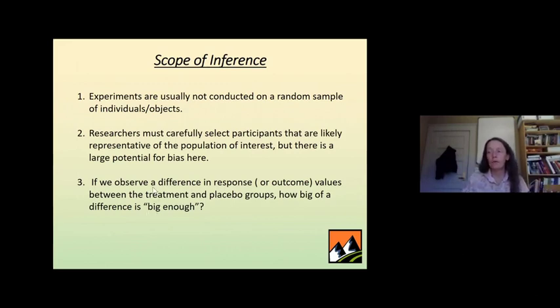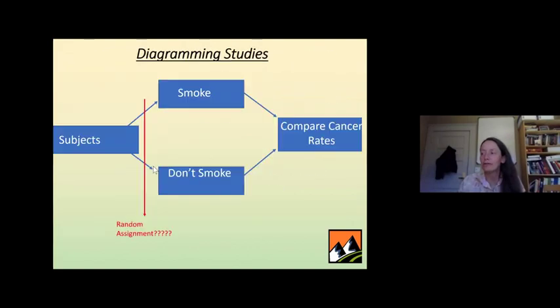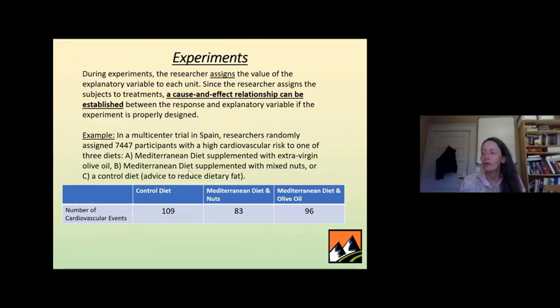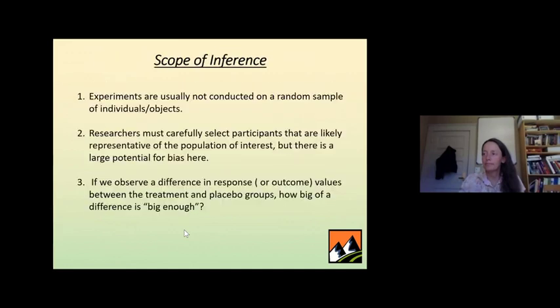And often, if we observe a difference in response or outcome values between the treatment and placebo groups, how are we going to make a decision? If we go back to these numbers here, all the way back, when is 109 different from 83, or is it just random chance? Is that a big enough difference for us to say yes, this diet is reducing the likelihood of cardiovascular events? And so that's where we go into statistical inference to try and get help in making that decision.